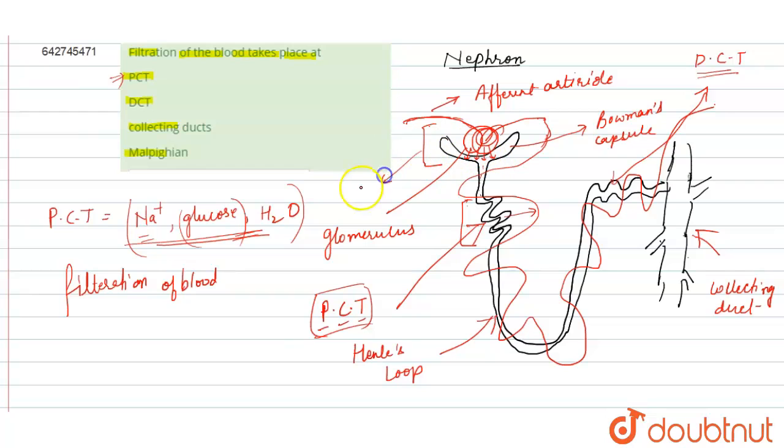This entire area is known as the Malpighian tubule. The Malpighian tubule consists of what? The glomerulus plus the Bowman's capsule. So these two structures together are known as Malpighian tubule, where the actual filtration of blood is taking place. Hence, the answer would not be PCT or the DCT or the collecting duct, but it would be Malpighian tubule as the correct answer. Thank you.